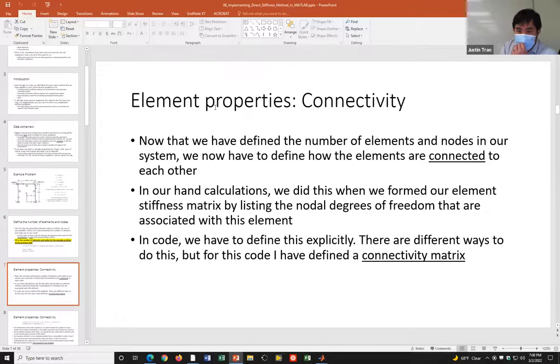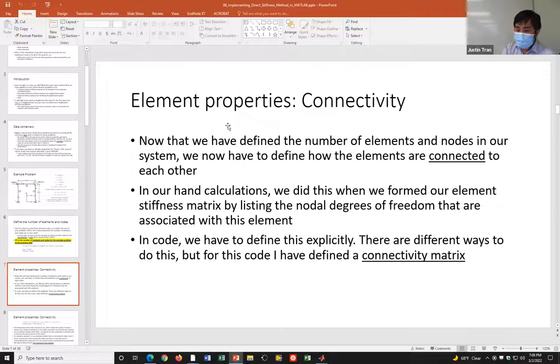Okay. So here we're going to talk about one concept that might take a little bit of time to explain, and that's the connectivity. Okay, and so now that we've defined the number of elements and the number of nodes in the system, we have to tell MATLAB, we have to tell the code how they're all connected to each other.